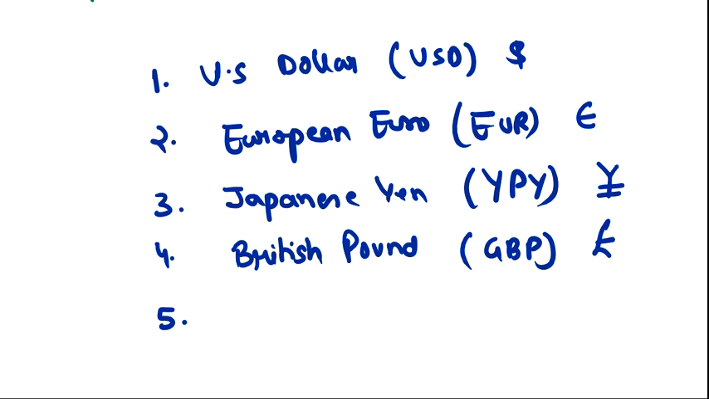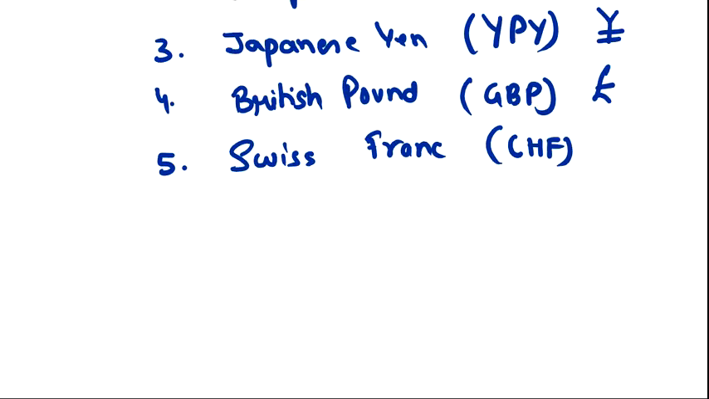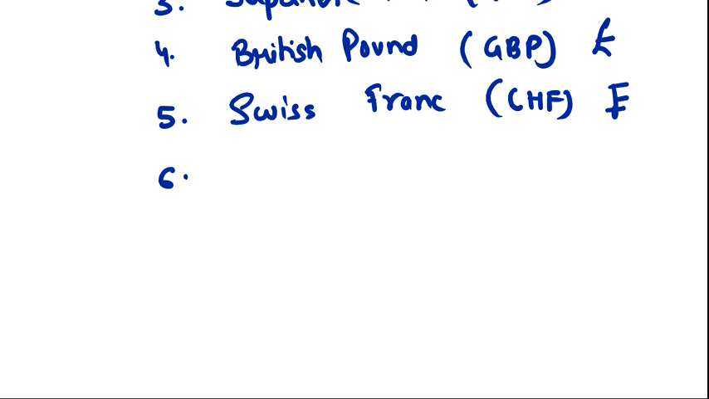Write down fifth. Fifth is the Swiss franc, CHF. This is written like this, your F and then a small stroke over here. This information is needed not for the purpose of the exam, but for the purpose of your self knowledge. Then we have the Canadian dollar, CAD.